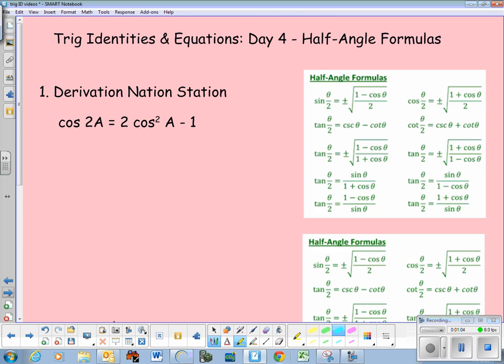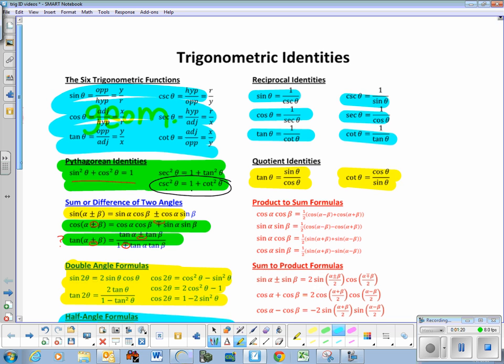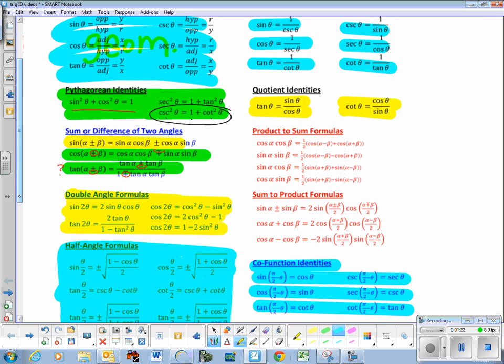So back to today. I don't have a lot of problem examples, so we're going to talk about where some of these come from. I'm going to start with this. This is a double angle from the last video. Cosine of 2a is 2 cosine squared minus 1, which is down here. Cosine 2 theta, 2 cosine squared theta minus 1.